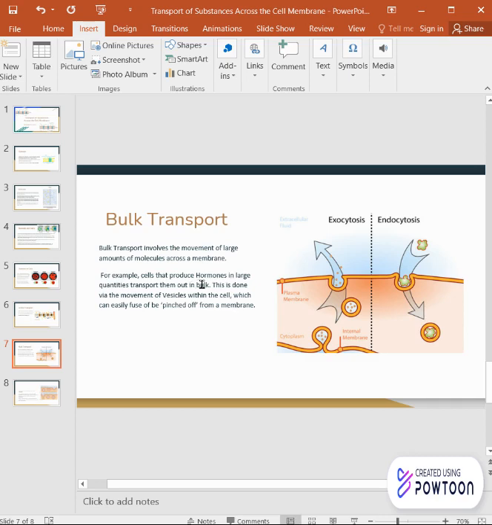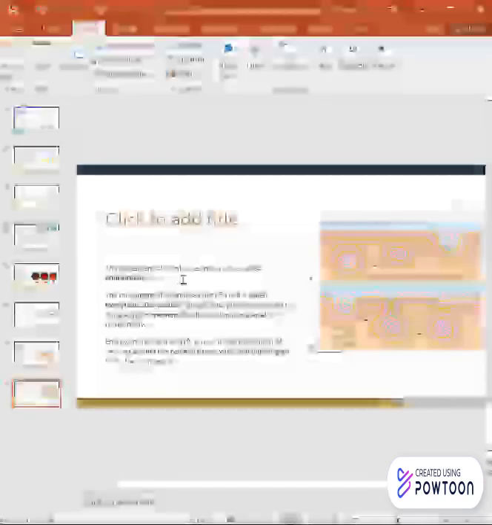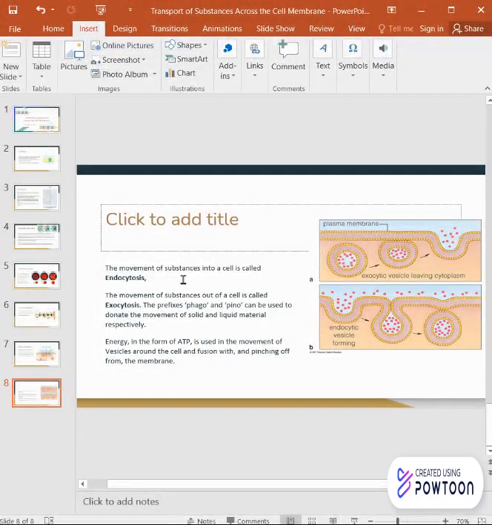For example, hormones in large quantities can be transported out in bulk form. This is, as I said before, via the movement of vesicles. So the vesicles in this case are your bag that holds a lot of the material that you want to be transported across the membrane. There are two main types that we talk about. It's called exocytosis and endocytosis. Endocytosis is the movement where substances are taken within the cell.